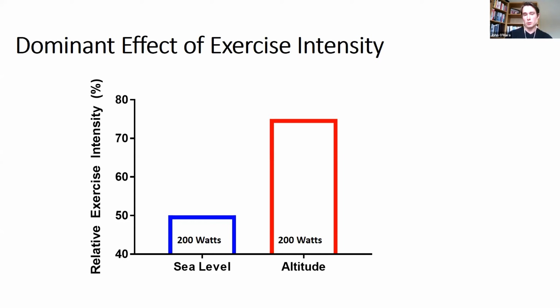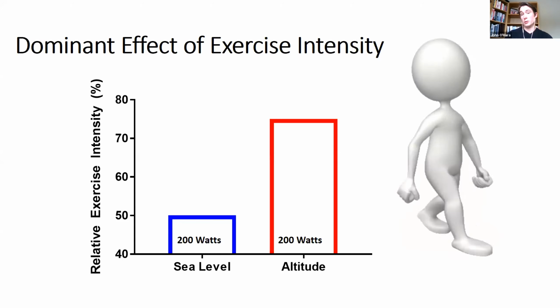So in the example here on the graph, if we were cycling at 200 watts at sea level, that would be around 50% VO2 max. If we were to do that at altitude with the reduction in maximum oxygen uptake, then that would likely be around 75% of VO2 max. So straight away, we know that if the relative exercise intensity increases, carbohydrate oxidation will go up. In sea level conditions, therefore, we would assume the same at altitude, and that has a really strong influence.